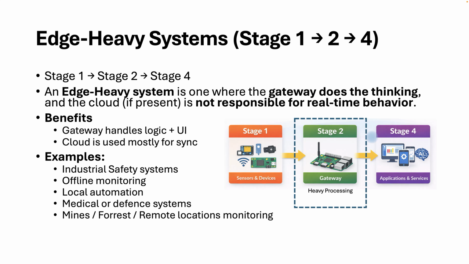The next and most commonly seen architecture is edge-heavy systems. Now, in edge-heavy systems, what is typically done is, instead of creating a whole bunch of processing, a whole bunch of databases and a very complex application on the cloud, most of these things are handled locally on the edge gateway.